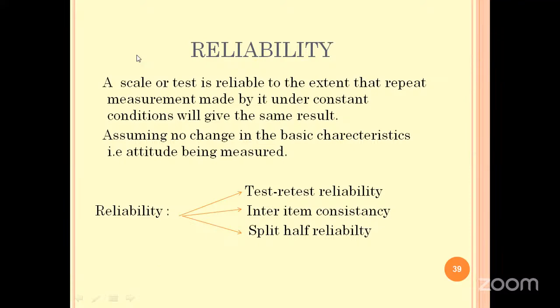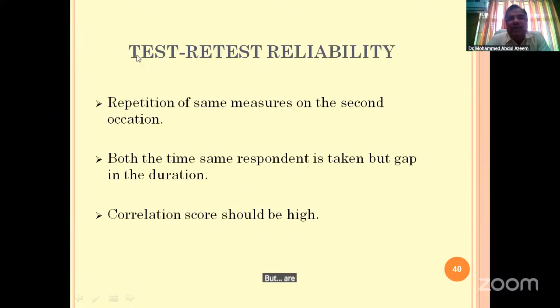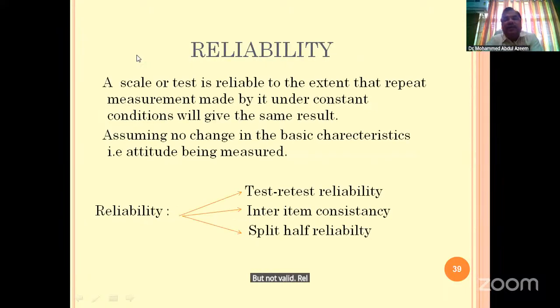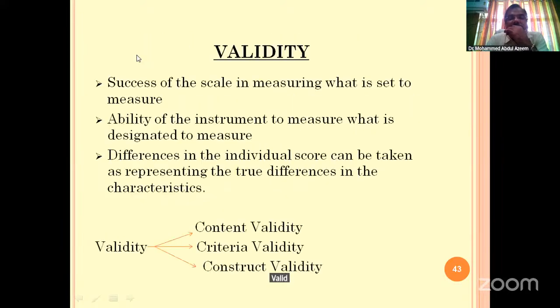No, sir. Reliability is one thing. Reliability is to the extent when I get the same answer. But are you getting what is required to you? I wanted to know the intelligence of the respondent. I am not getting that answer. That means the questionnaire is reliable but not valid. Reliability says that repeat measurement made by it under constant condition will give the same result as it is giving. Validity says the success of a scale in measuring what it is set to measure.